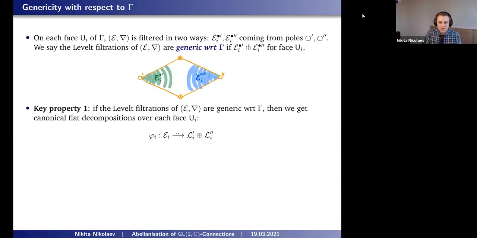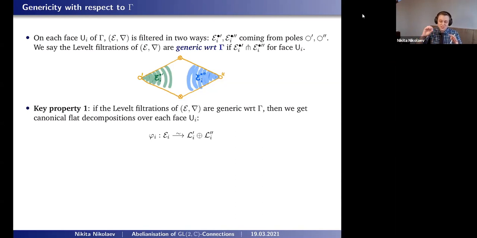And so you get the same phenomenon here: over each diamond, because I have two transverse filtrations, I intersect them, and that gives me a canonical decomposition of my vector bundle into a direct sum of flat line bundles. These are flat lines, so this is a flat decomposition. And so the cool thing is that with this genericity assumption, my Riemann surface X is covered in these funny looking diamonds, and over each diamond I have a flat decomposition into line bundles.